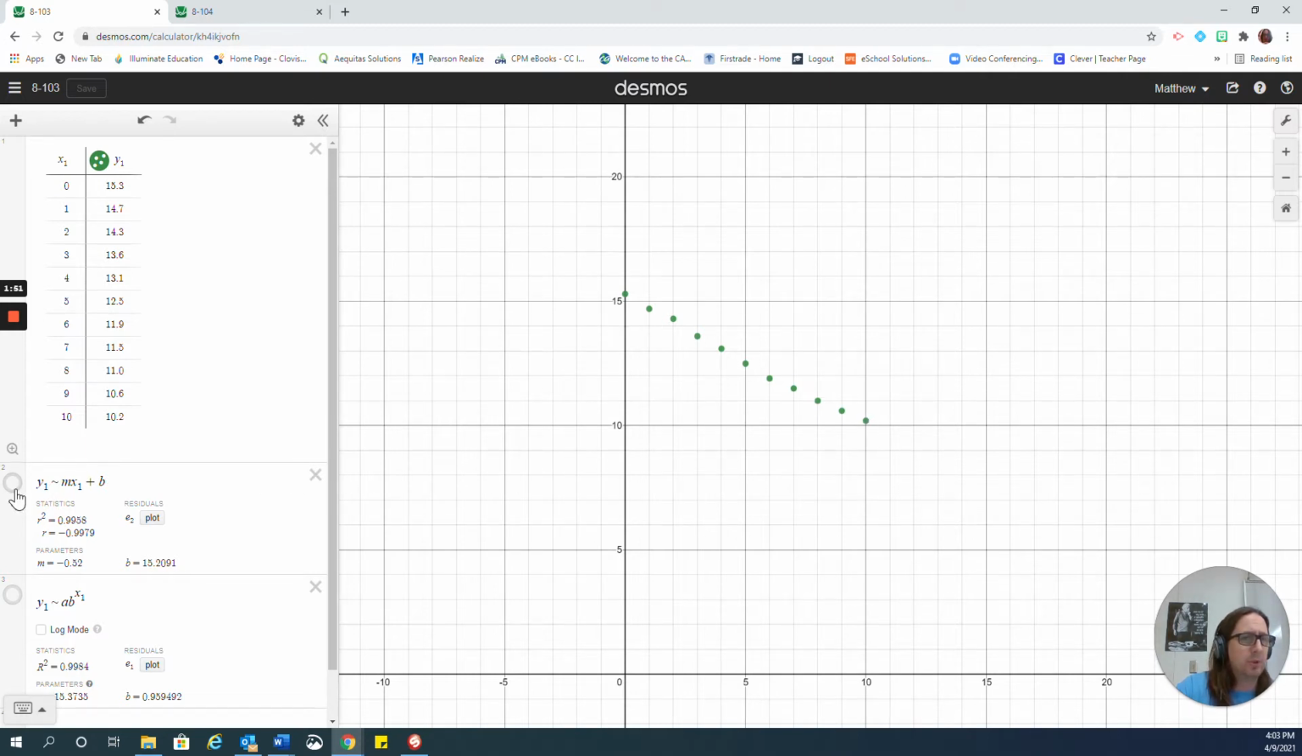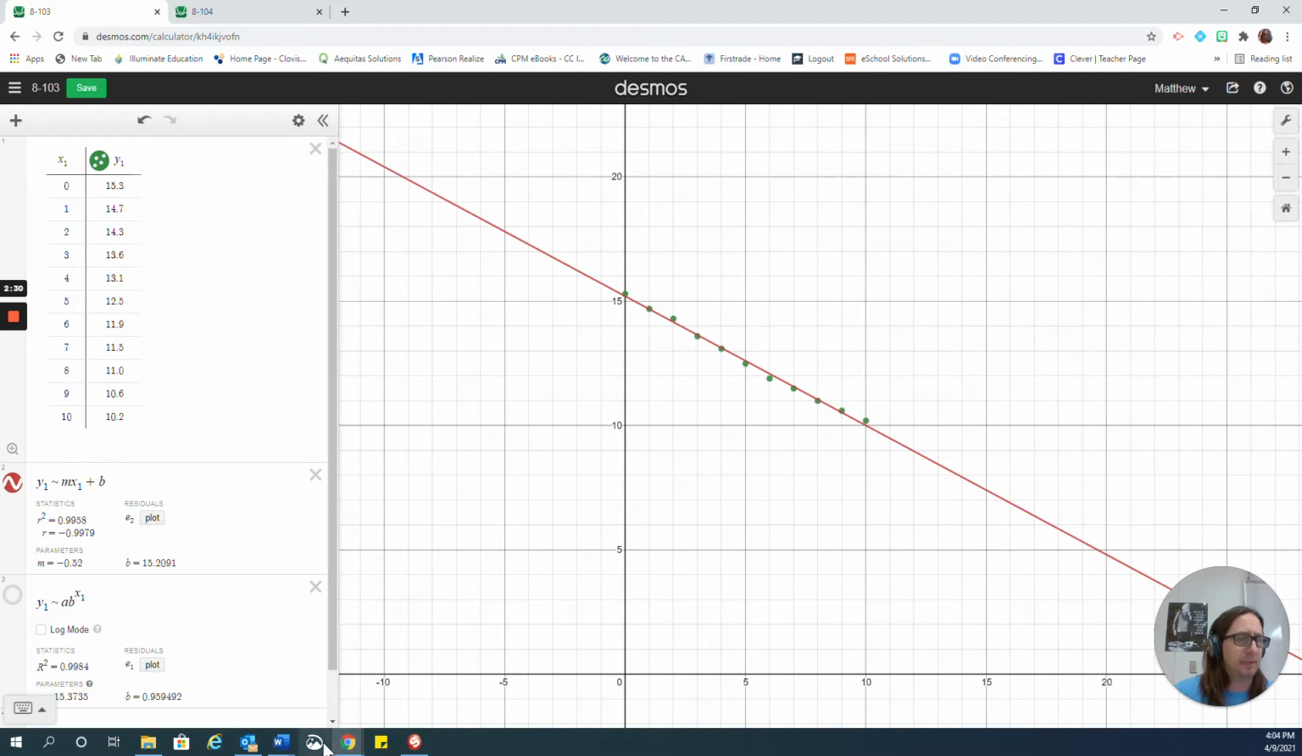And what we're going to do is look at a least squares regression line. And here's a least squares regression line. It looks pretty good. It goes through the data pretty well. All the points are really close to it. And look at our parameters there. Our m value, which is our slope, is negative 0.52. Our b value, which is our y-intercept, is 15.2091. Everything's looking pretty good. We've got a good equation. And look at our r squared value. Our r squared value was 0.9958, which is pretty darn good.